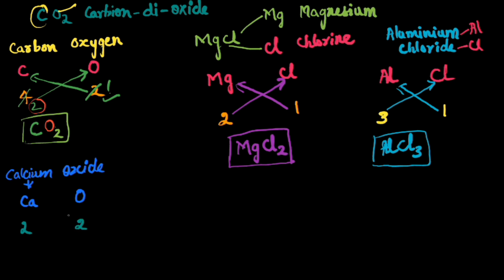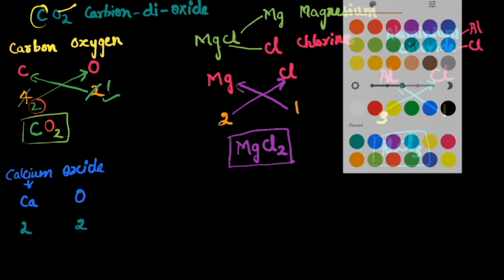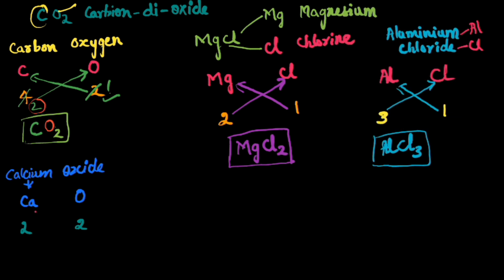Okay, now again you see here, when you cross the valencies, calcium's valency 2 will go to oxygen, and oxygen's valency will go to calcium. Again you see the numbers are the same. Calcium will be plus 2 valency and this will be minus 2. Now when you simplify, you get 2 ones are 2, right? So what will be the formula here? How many calcium? 1 calcium. How many oxygen? 1. So CaO will be the formula for calcium oxide.